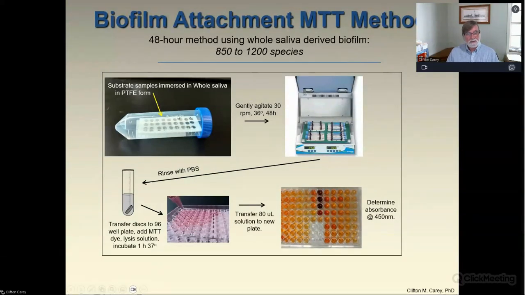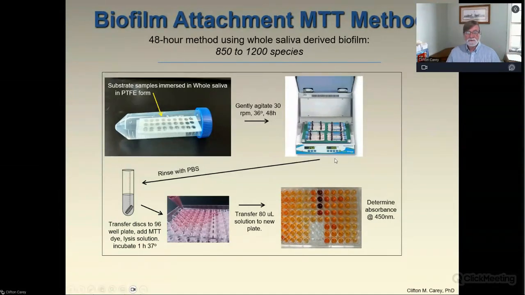So we devised a system that has this support for little disks of whatever our substrate is going to be. And we can put all of them, different ones, in there, some of them treated and some of them not. And so everything receives the same exposure to whole saliva in this particular case. What we did is we took saliva, we centrifuged it to take out the clumps of dead things and food particles or anything that might be there, and just used the whole saliva, which we changed out daily, in an incubated system where we gently agitated the system so that there was a flow across the surface, basically to keep the free-floating bacteria from just floating down to the surface and somehow becoming part of the biofilm when it really isn't.